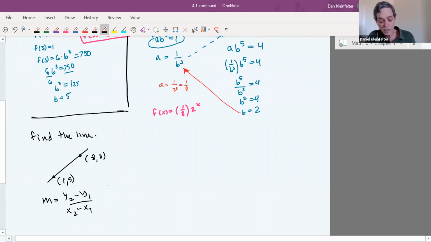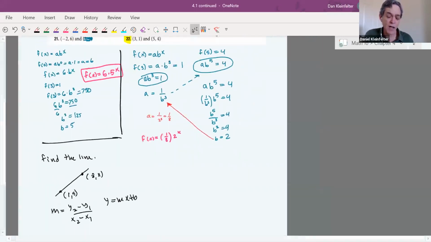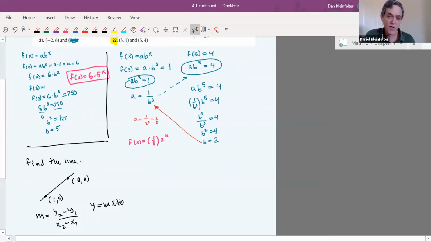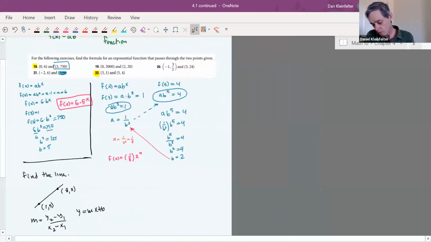You could find the slope and then substitute that into the equation of the line and come up with the y-intercept, and then we'd have the complete equation of the line. Here we're doing essentially the same thing, only it's not a linear function that we're finding, it's an exponential function that we're finding.